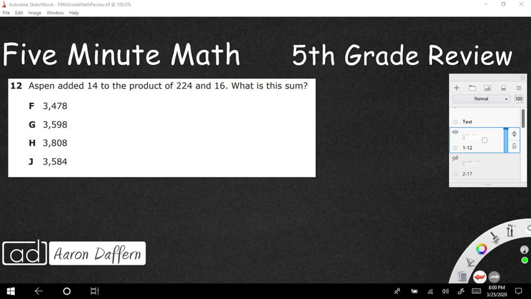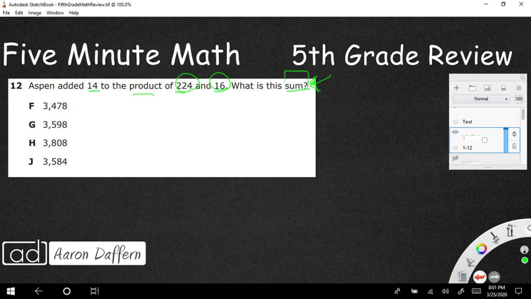Now, this problem does have a trick, so I'm just going to read it and solve it, and I'm going to see if you can figure out where the trick is. Aspen added 14 to the product of 224 and 16. What is the sum? If you know your math strategies, you're supposed to underline the keywords or write out the question. Notice that the question is actually asking for the sum, but you're going to have to do a little multiplying to begin with.